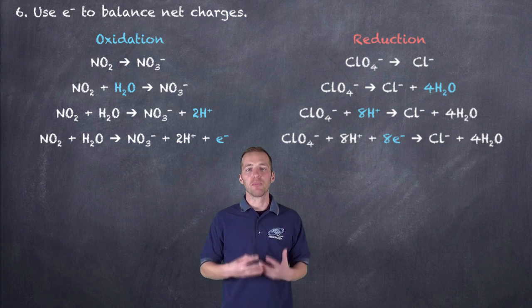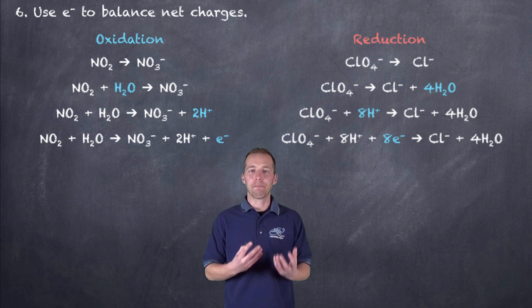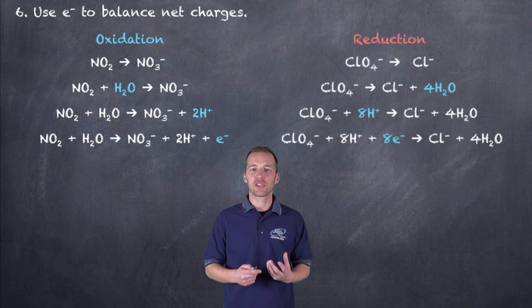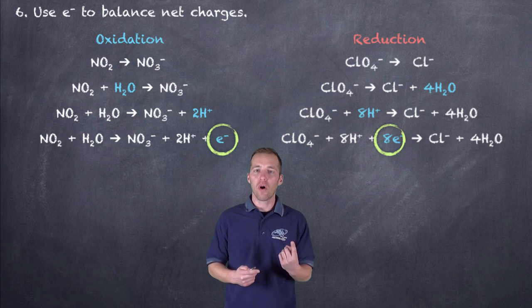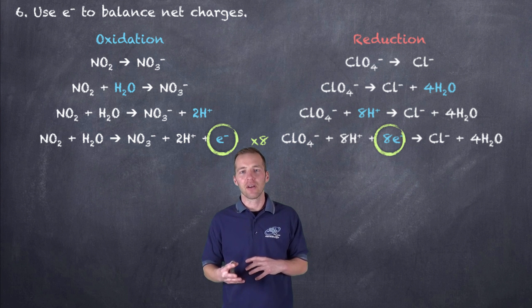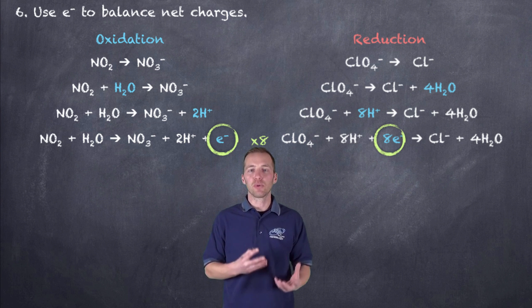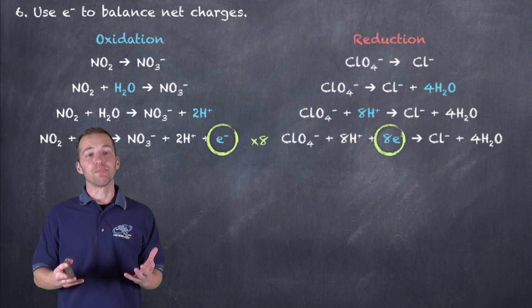Now these electrons are important because they're ultimately what are going to help us balance this equation. So we have to come up with some lowest common multiple that is going to help us figure out how to balance these electrons. Since our reduction reaction has 8 electrons and our oxidation only has 1, we're going to multiply our entire oxidation half reaction by 8 so that the number of electrons on the product side, or on the right side of the arrow, is equal to the number of electrons on the left side of the arrow. Now why is this important?